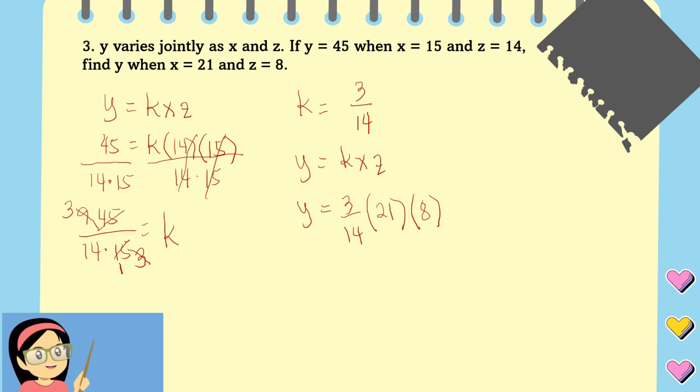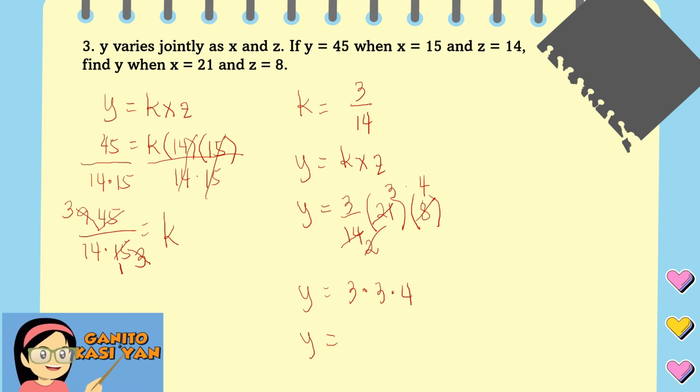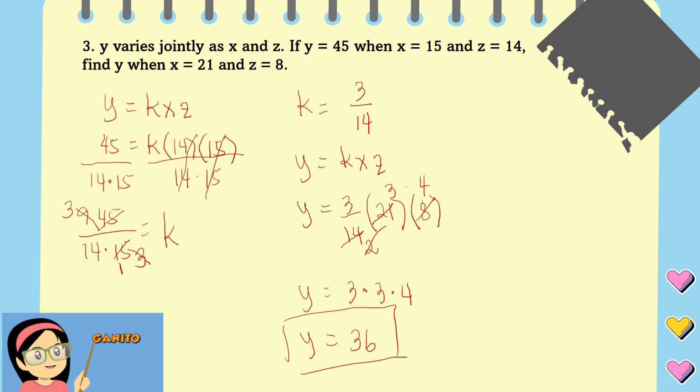21 and 14 are divisible by 7. So we can now cancel 21. 21 divided by 7 is 3. 14 divided by 7 is 2. Next, 8 can be divided by 2. So 8 divided by 2 is 4. So what's left is 3 times 3 times 4. So we get 3 times 3 is 9. 9 times 4 is 36. So y is equal to 36 when x is equal to 21 and z is equal to 8.